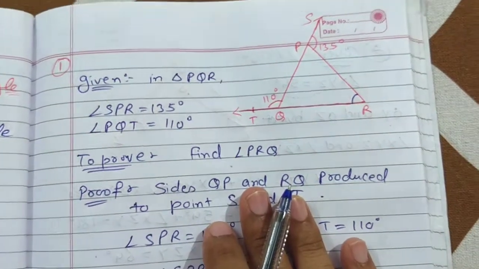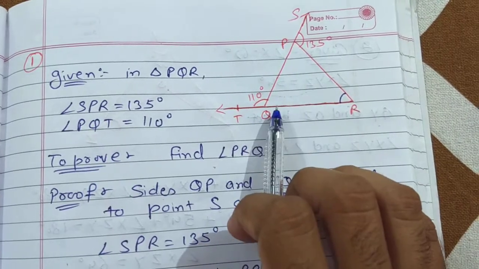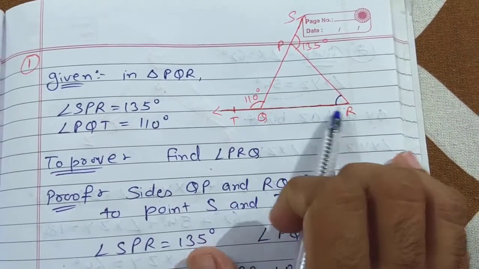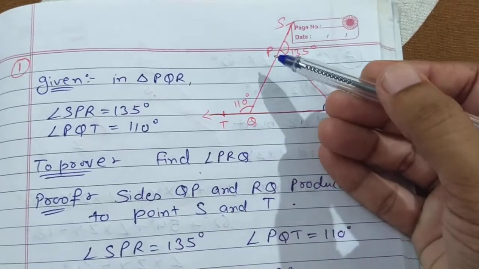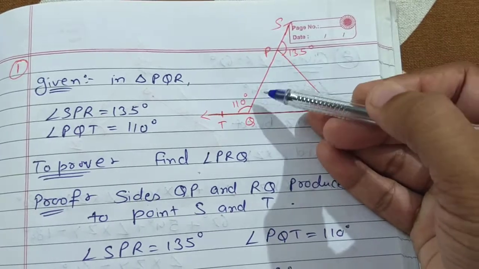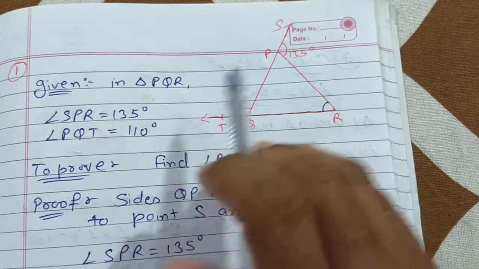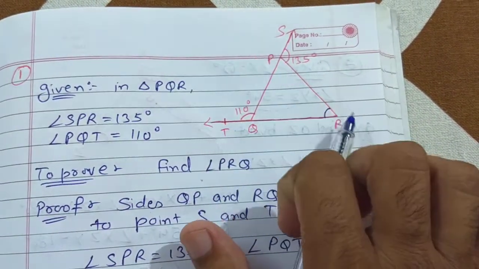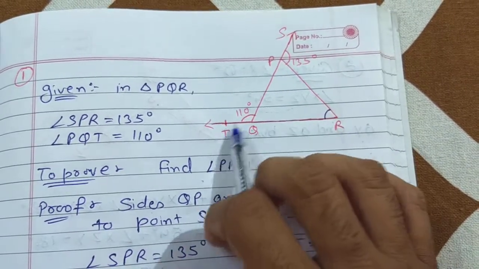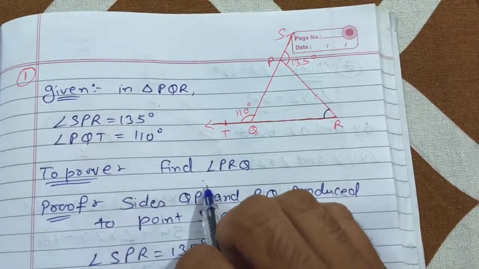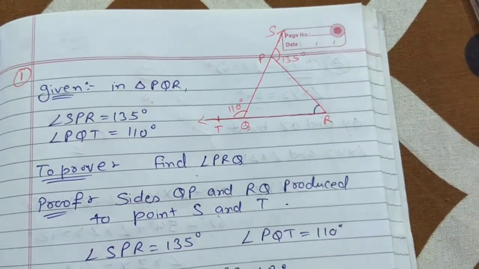In question number 1, we are given a triangle PQR, and here we are producing QR, that is, extending RQ to point T, and similarly we are producing line PQ which extends to point S. And also we are given that angle SPR is equal to 135 degrees, and angle PQT is equal to 110 degrees. What we have to find is angle PRQ.